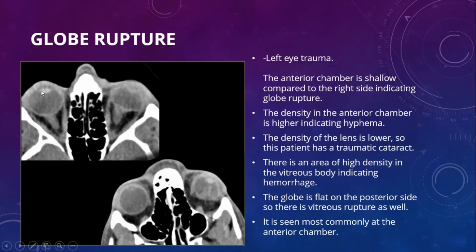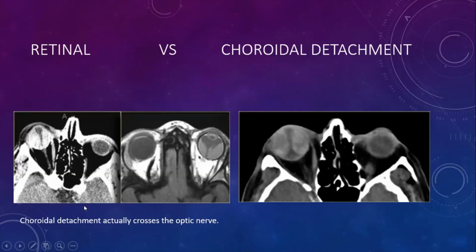The right one is the normal, whereas in the left one the size is reduced, and vitreous hemorrhage is noted here. However, the lens is in a normal location in this case, though it may also get dislodged. Within the globe, there are retinal as well as choroidal detachments, and ultrasound actually plays a very good role for these two things.